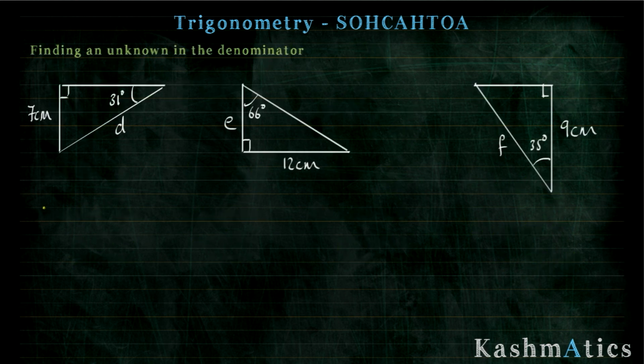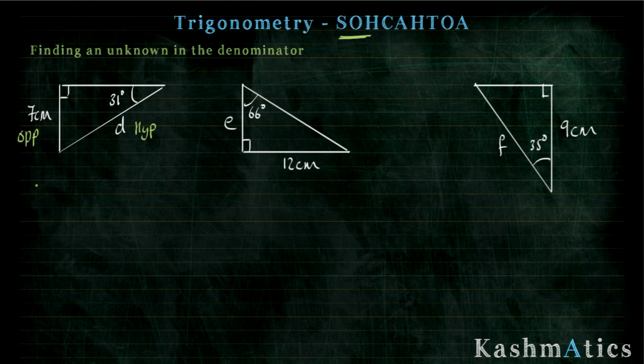So here we're going to find an unknown side again, but this time the unknown side is going to be in the denominator. As before, we're going to label the side that we know, so this is the opposite side. And this is the hypotenuse. It's the longest side, it's opposite the right angle. So opposite and hypotenuse, that means we're going to use the sine ratio.